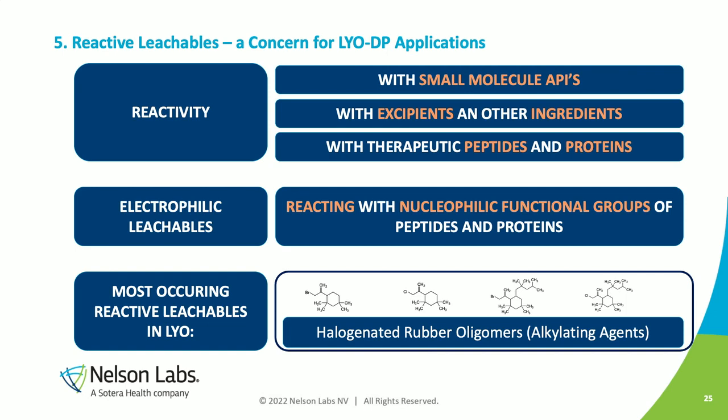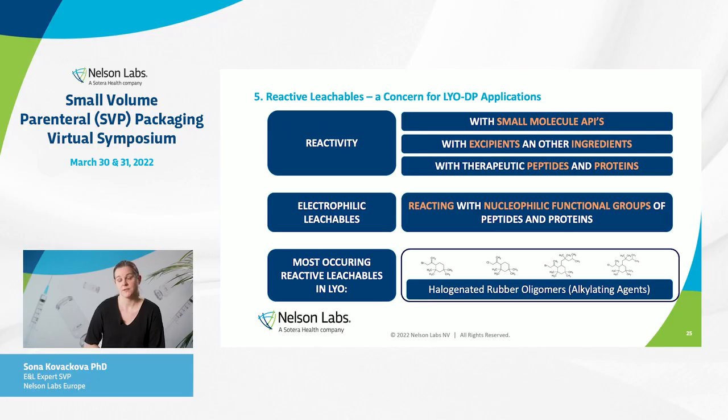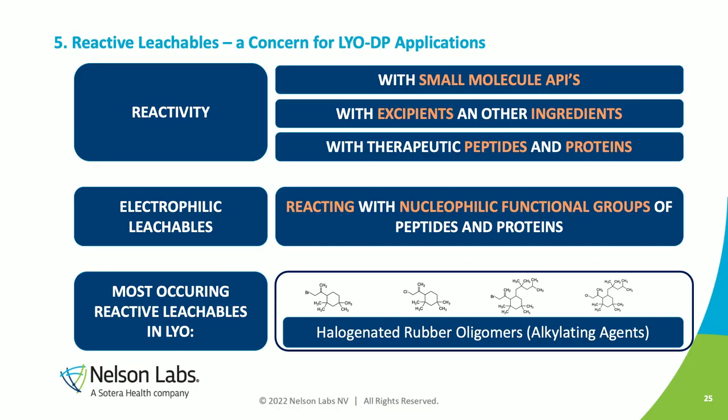Another observation that is mainly present in lyophilized drug products is that some of the leachables present in the lyophilized cake have the potential to further react with the API or a degradation product of the API, or with an excipient or another impurity which is present in the drug product. These compounds usually have electrophilic reactive groups, and they can react with nucleophilic groups of another compound or a therapeutic protein. So in lyophilized drug products stored in a glass vial with a rubber stopper, the most common reactive leachables would be the halogenated rubber oligomers.